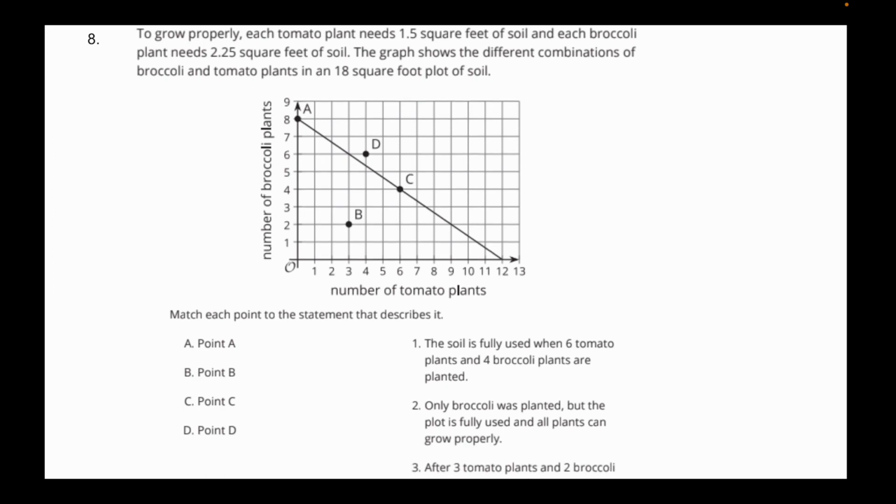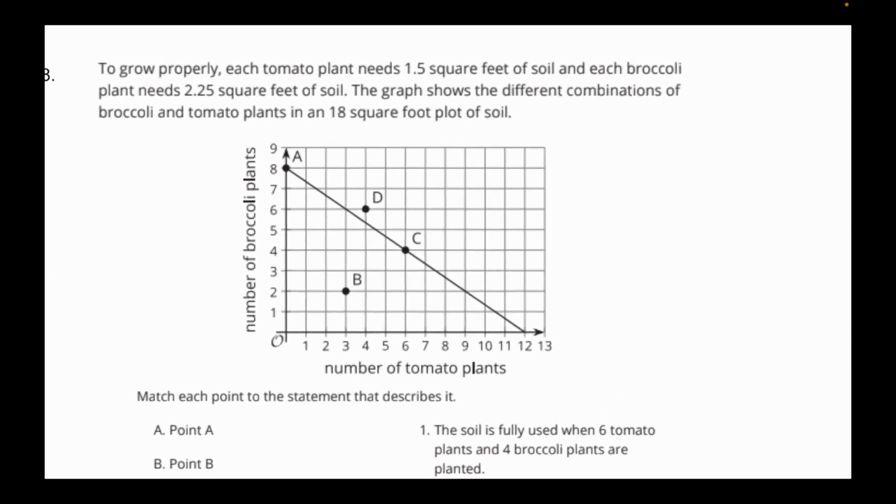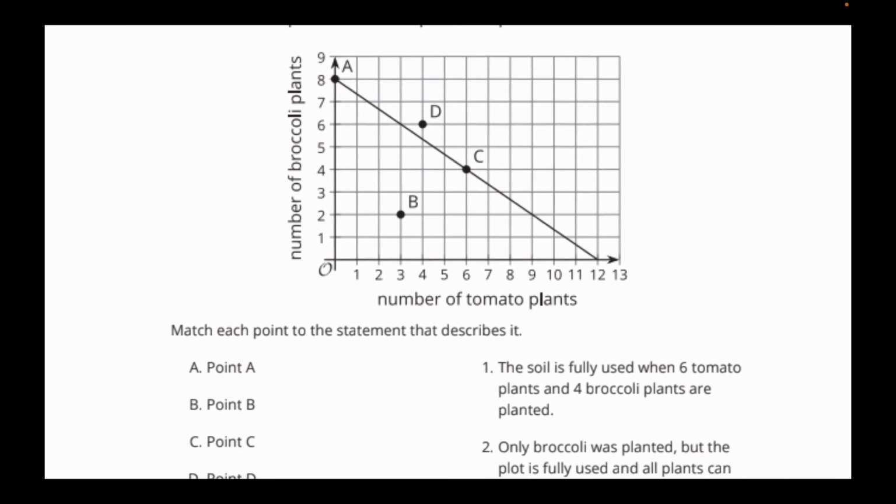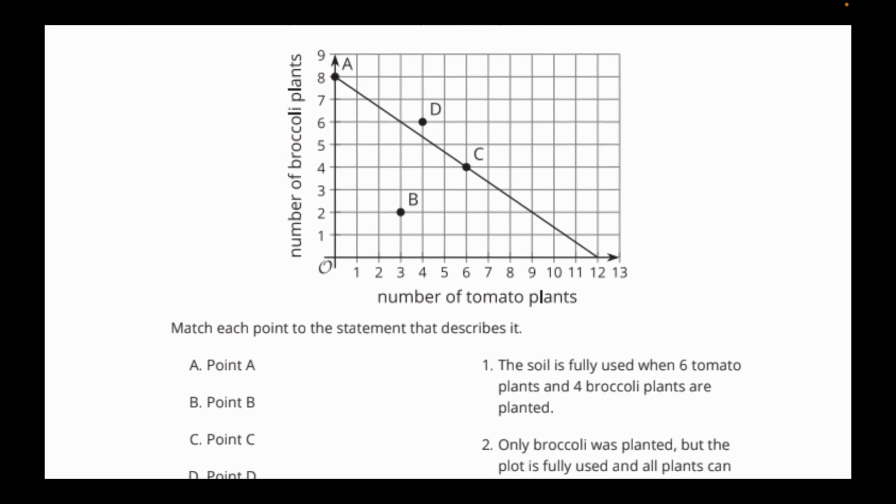For number 8, to grow properly, each tomato plant needs 1.5 square feet of soil, and each broccoli plant needs 2.25 square feet of soil. This graph shows the different combinations of broccoli and tomato plants in an 18 square foot plot of soil. We want to try to match each point to the statement that describes it. So it's important to note that on the horizontal, we have the number of tomato plants, and on the vertical, we have the number of broccoli plants.